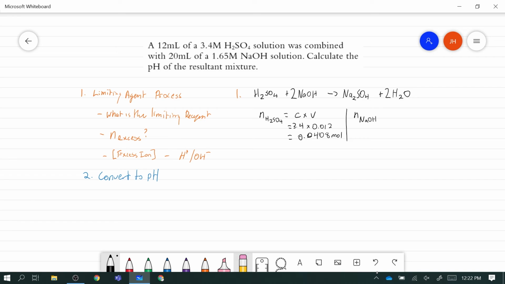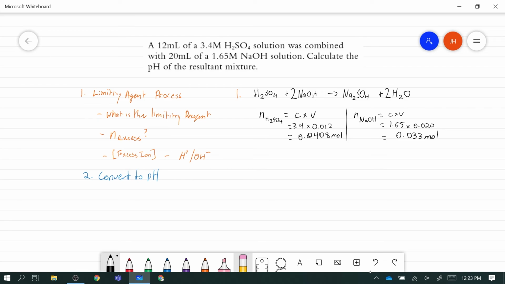For the sodium hydroxide, same thing. It's going to be equal to C times V. That is these values here. So 1.65 times 0.020, and that is equal to 0.033 moles of sodium hydroxide available to react at the beginning.